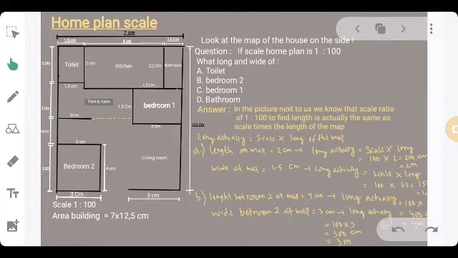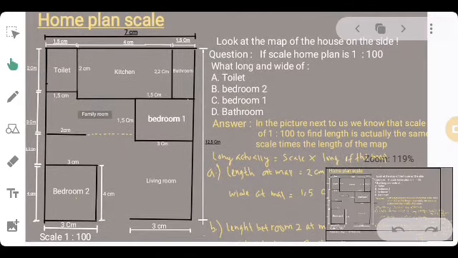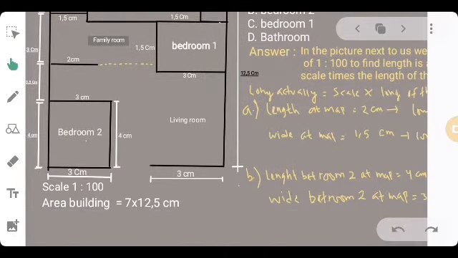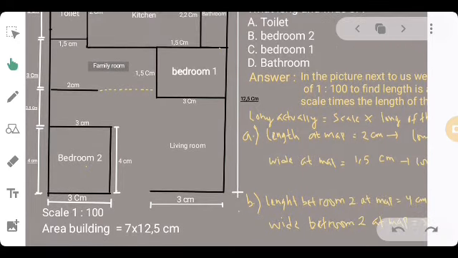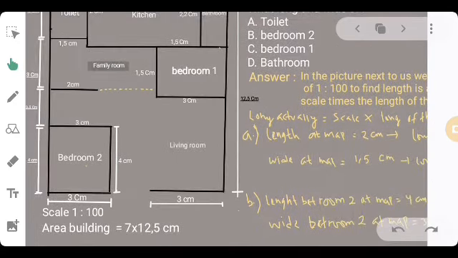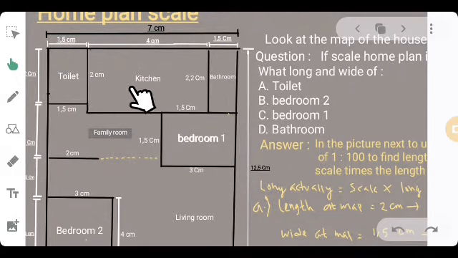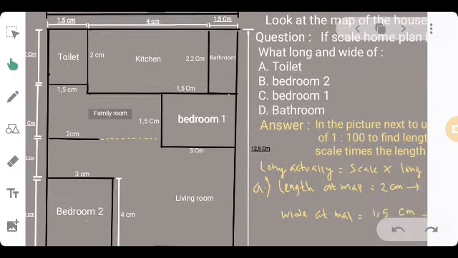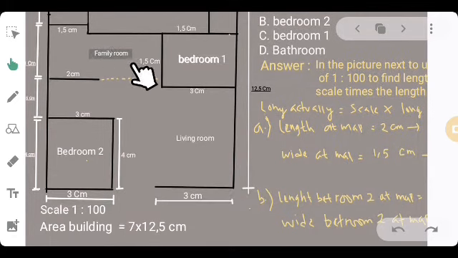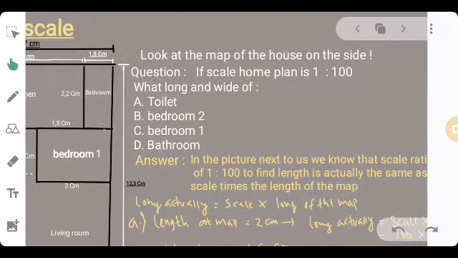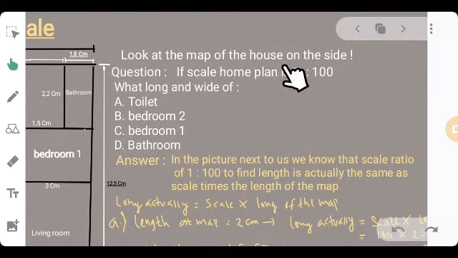Okay, for the home plan scale, look at the map of the house. You can look for just a minute. Scale 1 to 100. The building area is 7 times 30.5 centimeter. The plan shows the toilet, kitchen, bedroom 1, bedroom 2, living room, and family room.